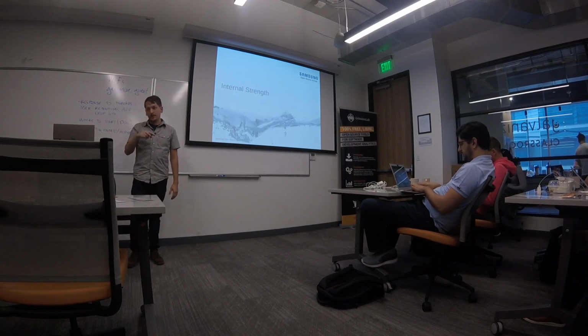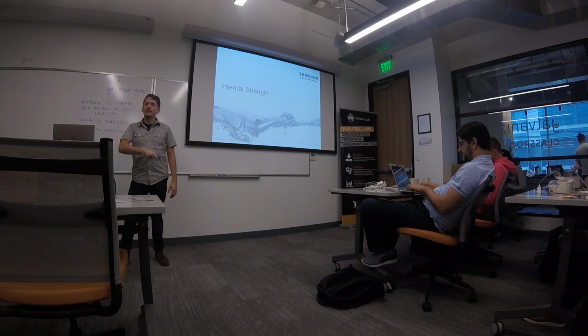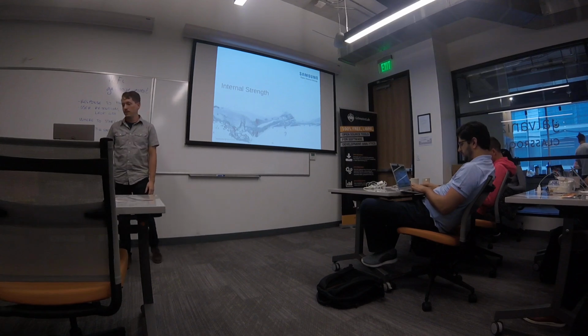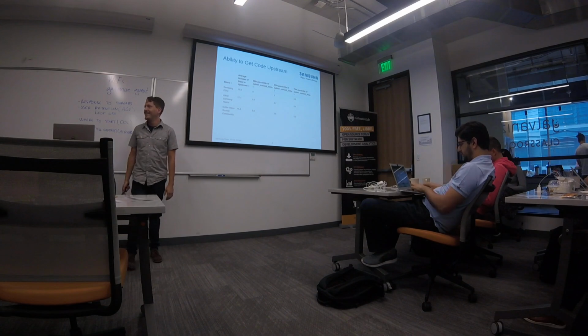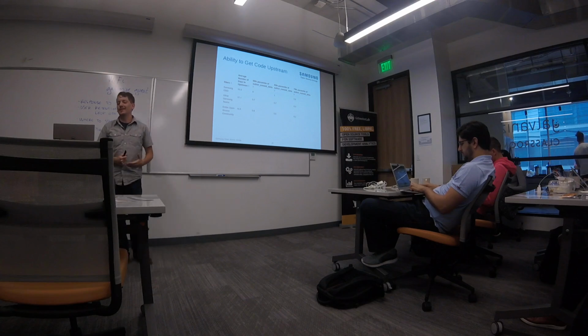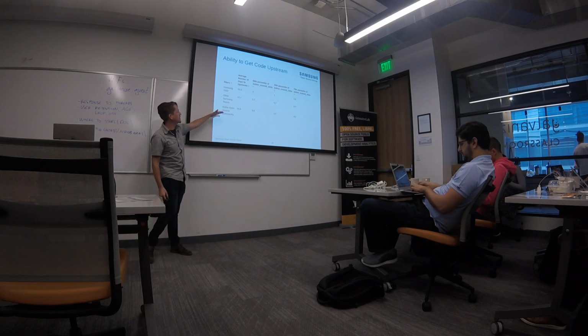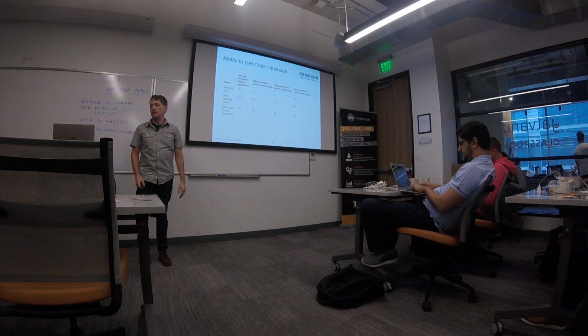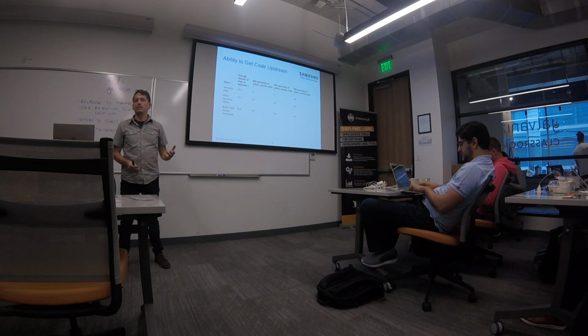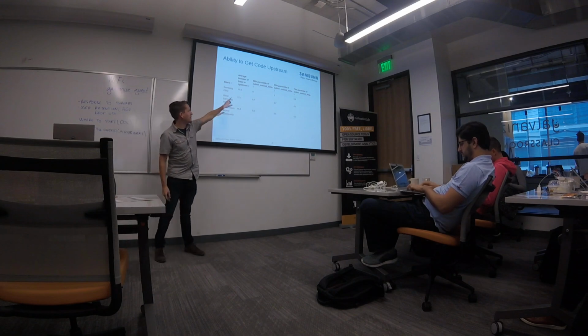So internal strength. This is otherwise known as the slides we show corporate when we want to get more money. So time to upstream, once again, comparing our team at the top versus all other Samsung contributors versus the entire community. And you can see on average we're quite a bit faster than both of them. The important one I think is the median, so the 50th percentile.